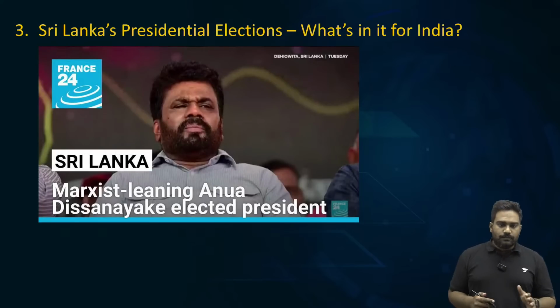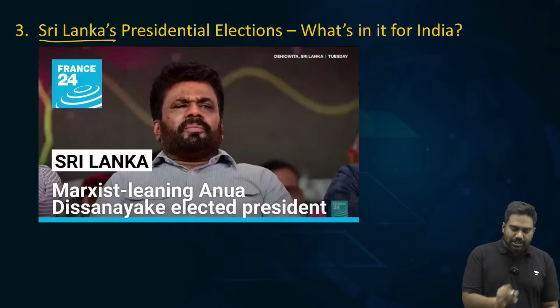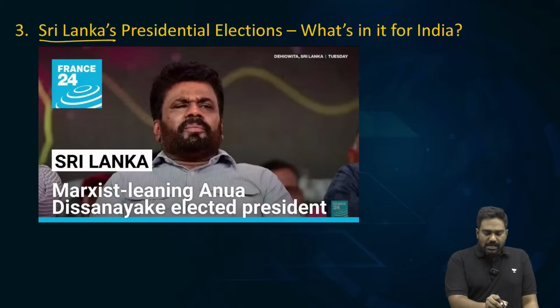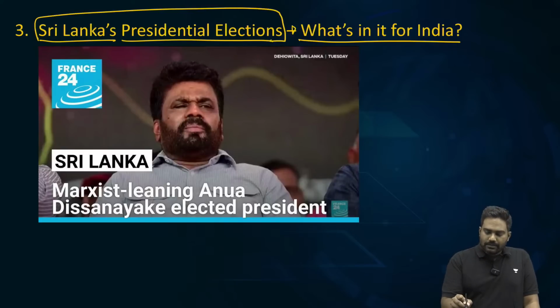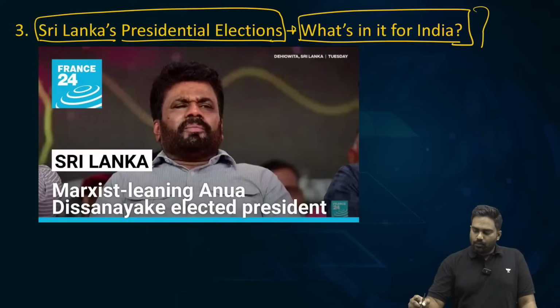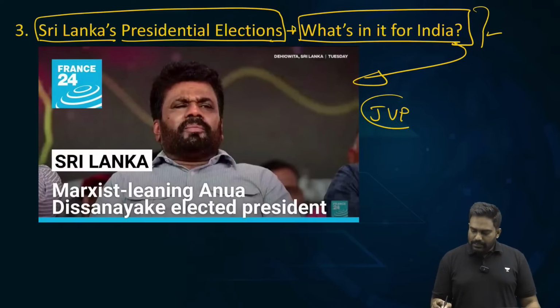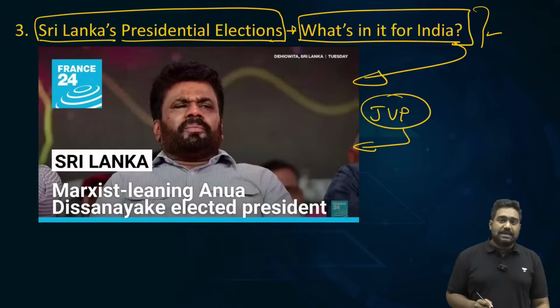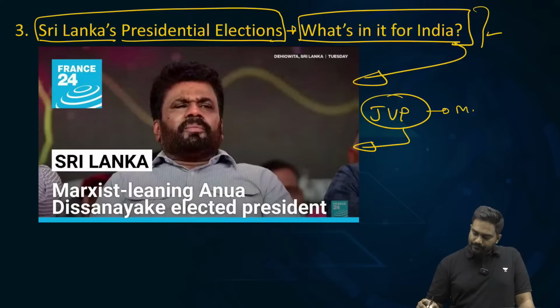Now let's move on to another important topic, this time again from our neighborhood, Sri Lanka. Recently, Sri Lanka went through presidential elections. A new president has been elected, so we should quickly understand what are the implications for India. So the election results were announced and the leader of a party known as JVP, which is a far left Marxist party aligned with left wing ideology.